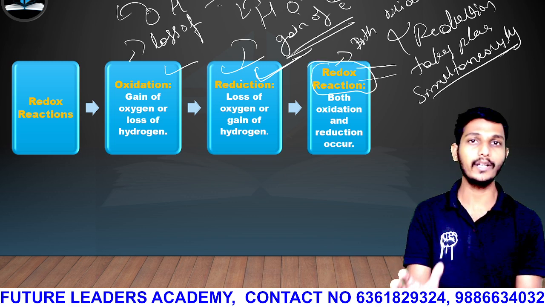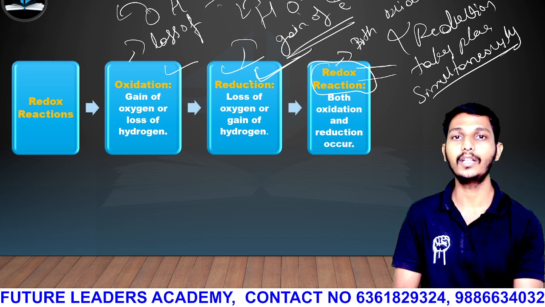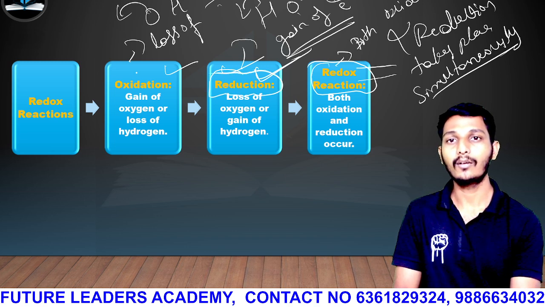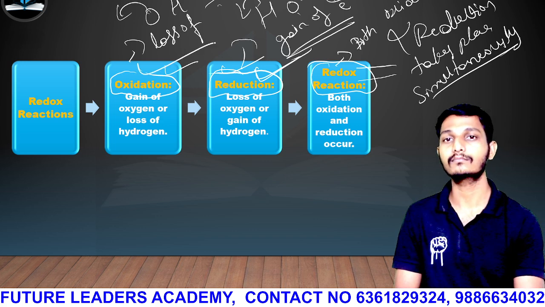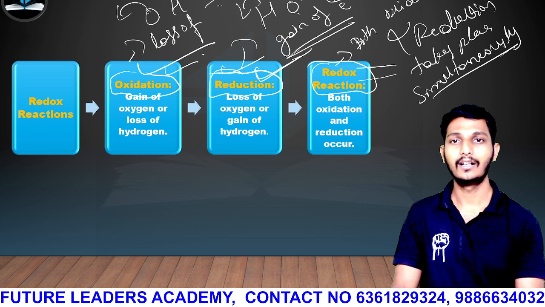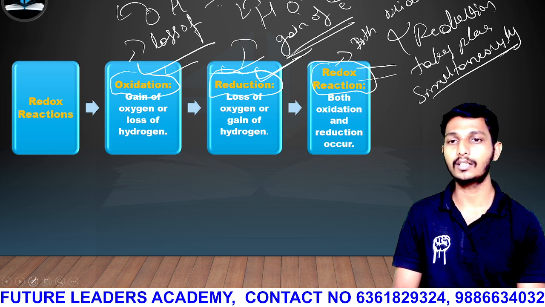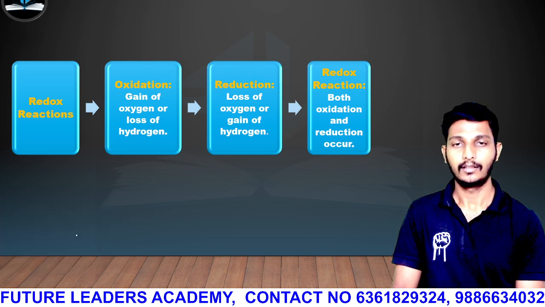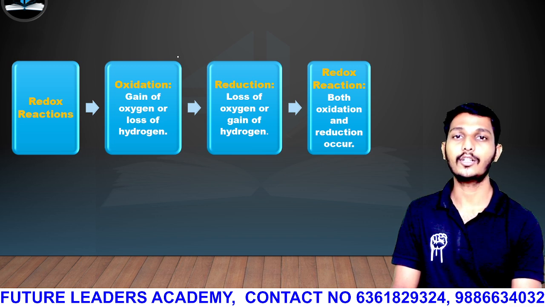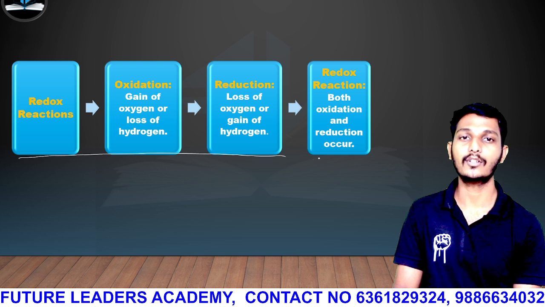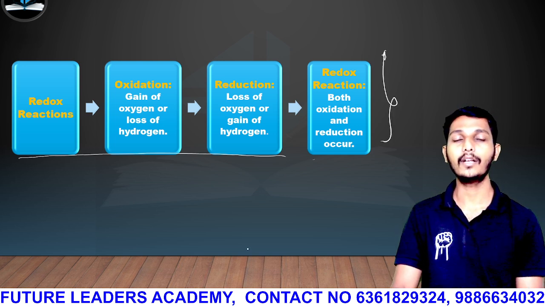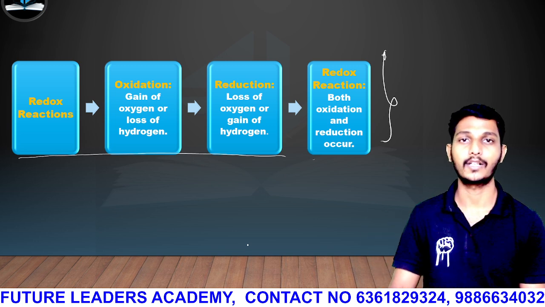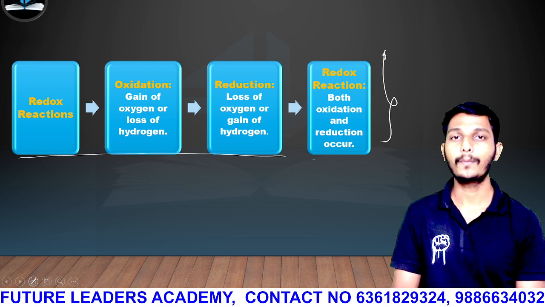If there is no gain of oxygen, only gain of hydrogen, it is a reduction reaction, and if only oxygen has been gained in a reaction, that is oxidation. Clear? So guys, please go to the notes. You can take a screenshot of this flowchart so that you can remember everything clearly. Next one, guys, hope you will understand.